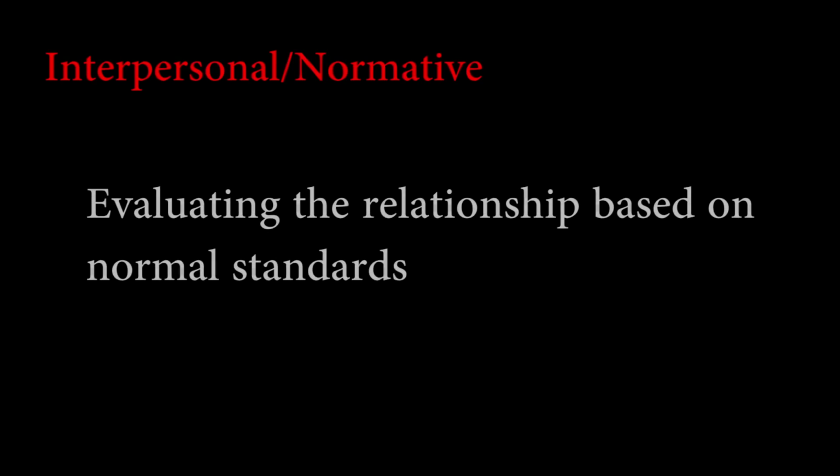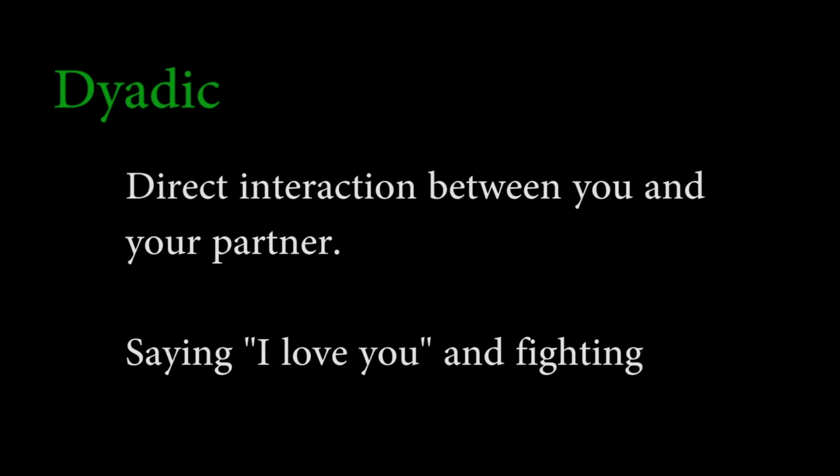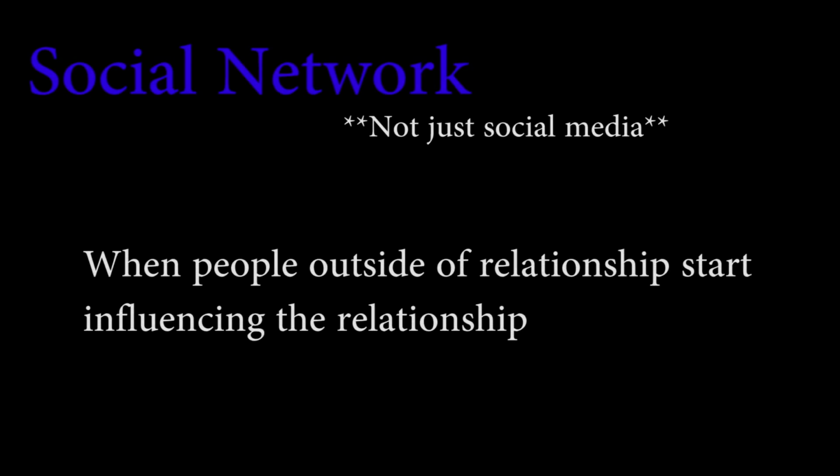Another way we make sense of our relationships with others is through turning points, which are perceptions of events that transform relationships. There are four major categories of turning points. Interpersonal, normative turning points occur when you evaluate yourself, your partner, or the relationship by standards of what is ideal and or norm. The second type of turning point is dyadic, which refers to direct interaction between you and your relationship partner. Dyadic turning points focus on the things you say and do to one another. Examples can include having your first big fight, exchanging I love yous, or saying this will never work out.